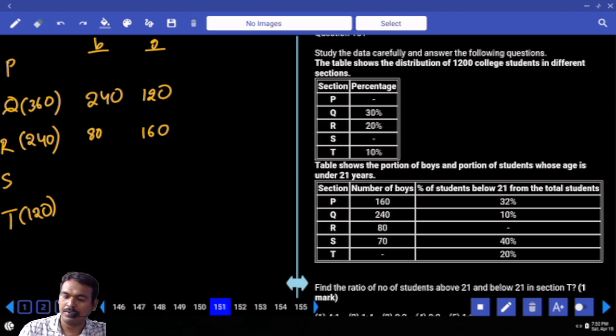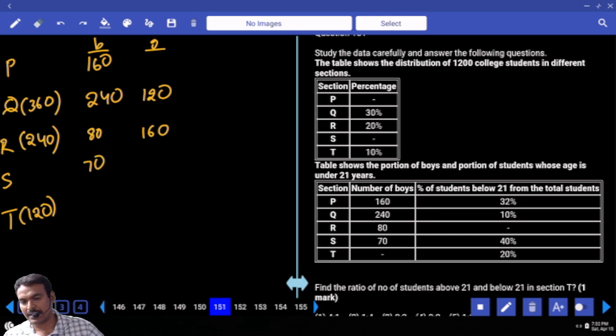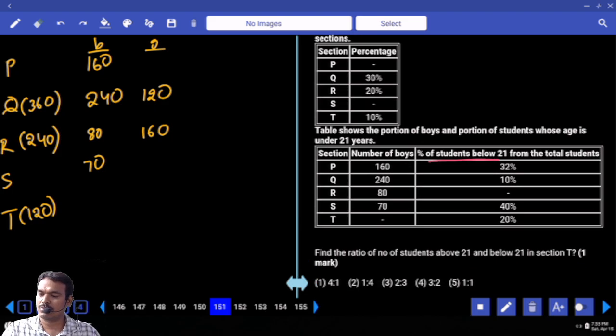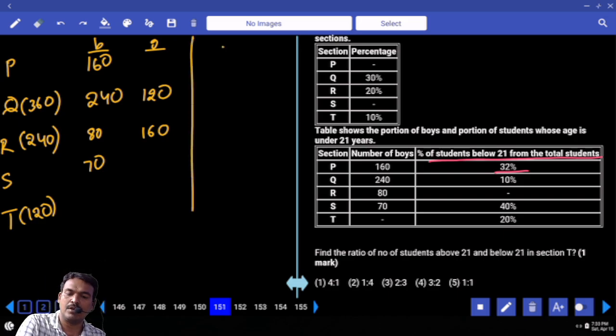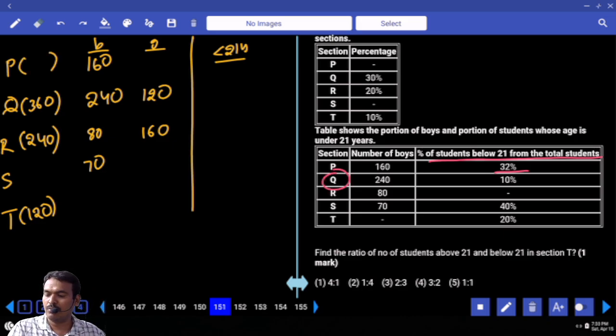First in college P, what is the number of boys? 160. College S, number of boys? 70. This is the actual table or not? And one more point is given. Out of total students, below 21 years of the students is how much? 32%. Means 32% below 21 years. 32% of which one? Total students or not? Total students of college P. Next, college Q, how much percent?